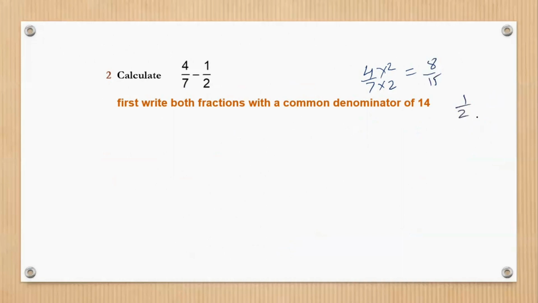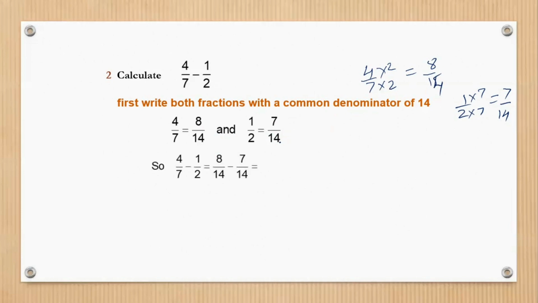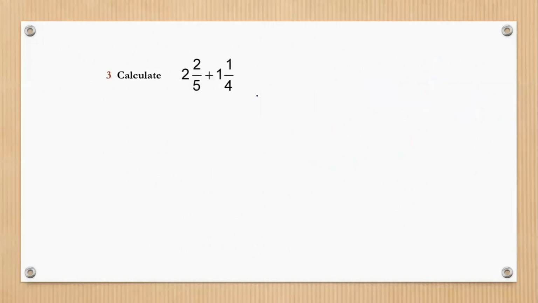And again, 1 by 2, to have 14, it should be multiplied by 7. So we multiply the numerator by 7 and we get 7 upon 14. So we write this with a common denominator, 4 by 7 as 8 by 14 and 1 by 2 as 7 by 14. Then we subtract them. When the denominators are same, we just write the denominator once and do the operation in the numerator. So 8 upon 14 minus 7 upon 14 is 8 minus 7 upon 14, which is 1 by 14. Okay.